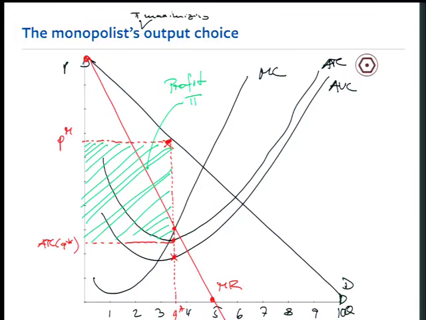So some monopolists manage to make a huge amount of money. Other monopolists manage to make very little money, and some monopolists actually shut down production because nobody's willing to pay what they want to charge at the profit maximizing output level. So it really depends on how much you're selling and how high the markup, the difference between price and marginal cost, really is here. That tells you roughly how big profits are. Okay? So that's the monopolist profit maximizing output choice.